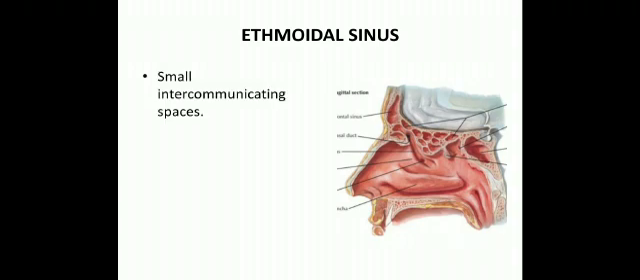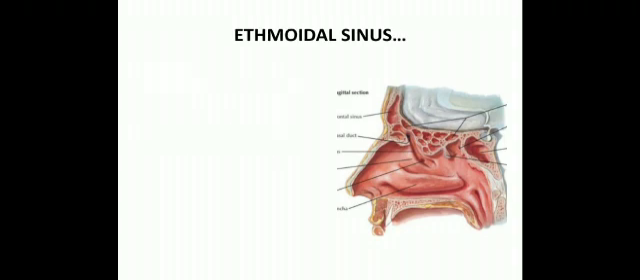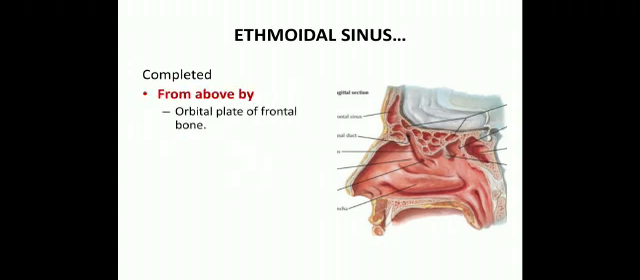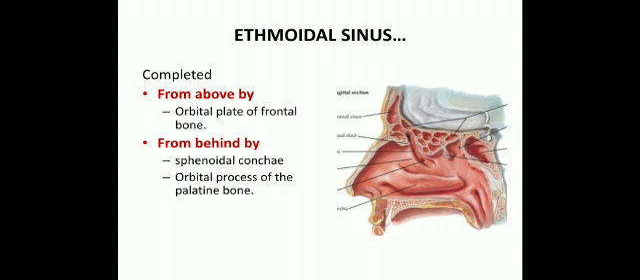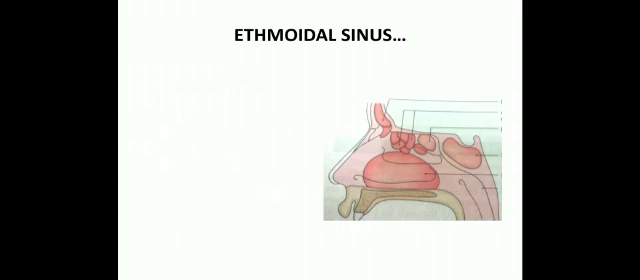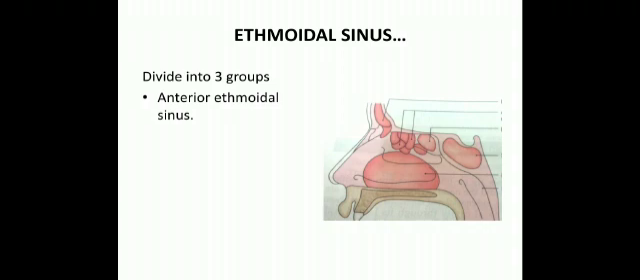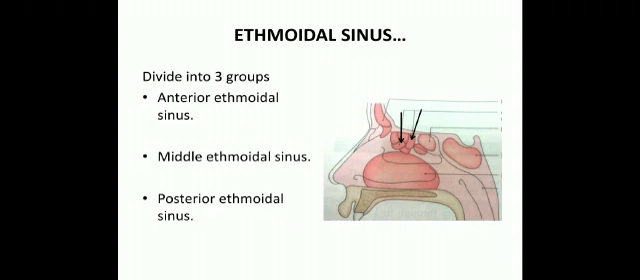The ethmoidal sinuses, they are small intercommunicating spaces lying within the labyrinth of the ethmoid bone. They are completed from above by the orbital plate of frontal bone, from behind by the sphenoidal conchae and the orbital process of palatine bone, anteriorly by the lacrimal bone. They are divided into three groups: the anterior ethmoidal sinus, middle ethmoidal sinus and the posterior ethmoidal sinus.